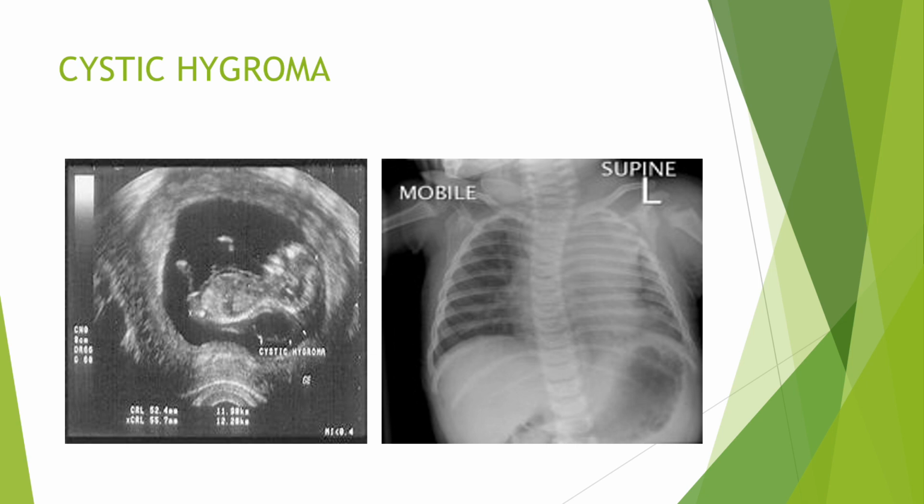So cystic hygromas are dilated lymphatic channels as discussed earlier. And we can see here an ultrasound of a pregnant woman with the fetus showing cystic areas posteriorly at the cervicothoracic area. So that's an example of your cystic hygroma.